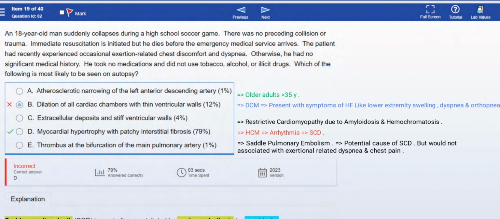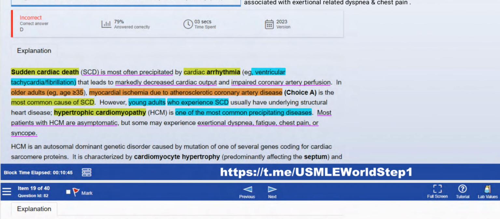Okay, why not option E, thrombus at the bifurcation of the main pulmonary artery, that is saddle pulmonary embolism, right? That is associated with fatal pulmonary embolism, a potential cause of sudden cardiac death, but would not be associated with exertion related dyspnea and chest pain. Okay, let us see the explanation.